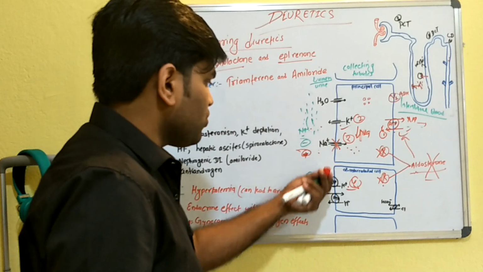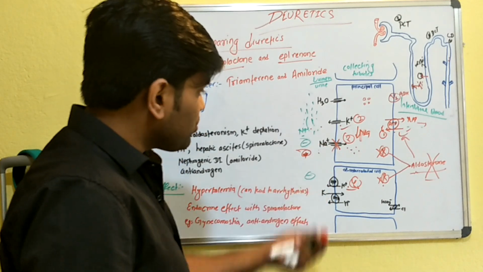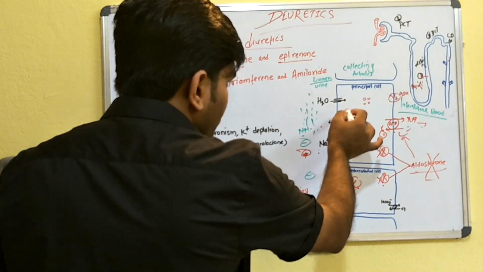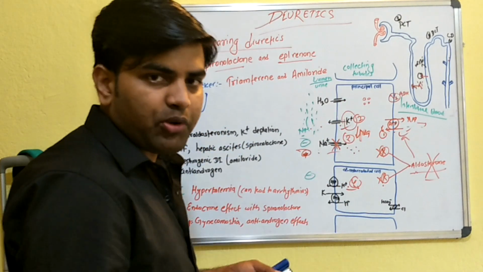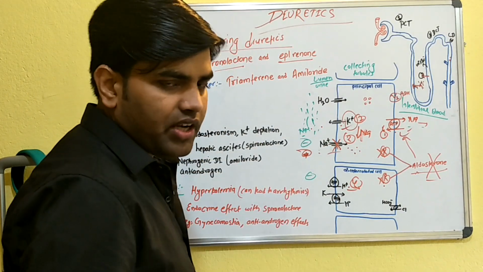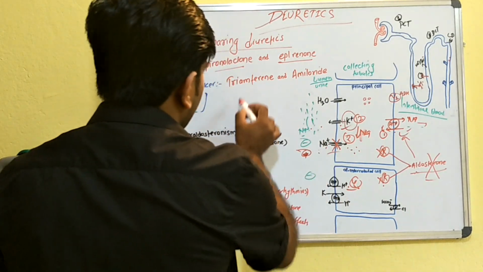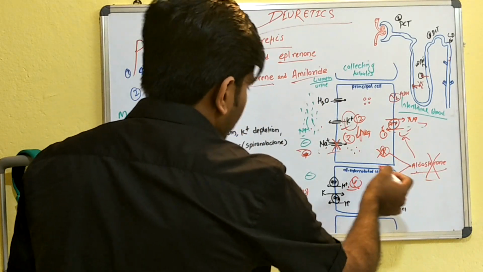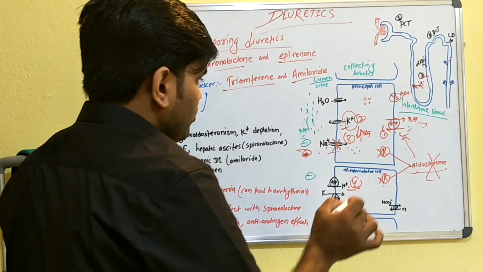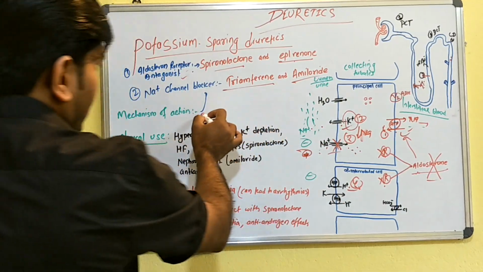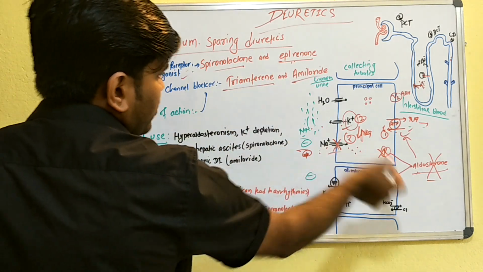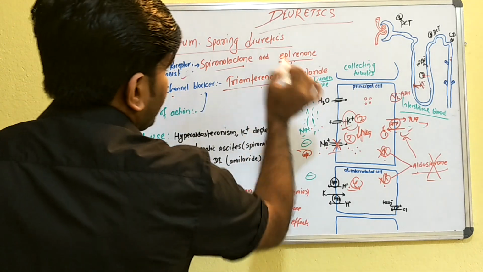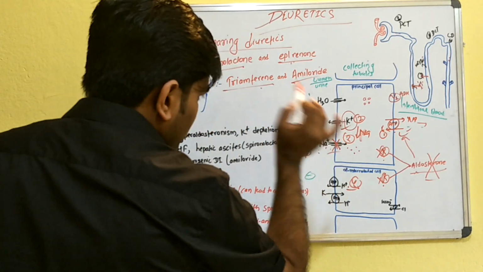Although sodium is lost along with water, diuresis will be maintained. So this is another good way to prevent potassium loss in the urine and prevent hypokalemia, and so it is also known as the potassium sparing diuretics. The direct sodium channel blockers are triamterene and amiloride. Okay, so the spironolactone and eplerenone, their mechanism you have understood. They are the receptor blockers of aldosterone, whereas the sodium channel blockers are triamterene and amiloride. They go and directly block the sodium channel.